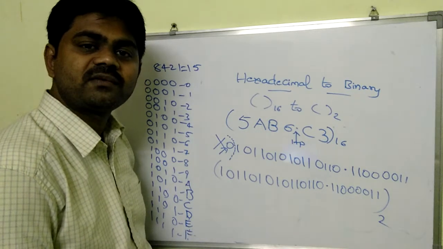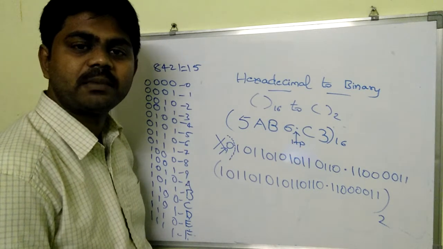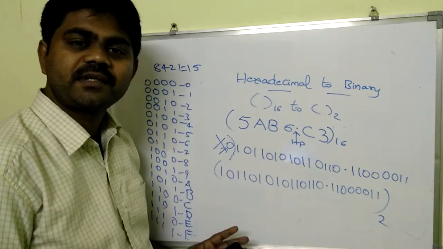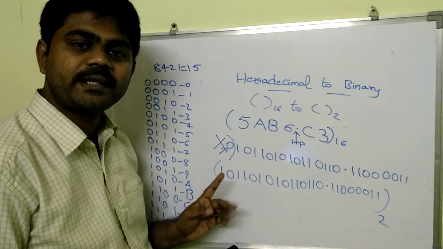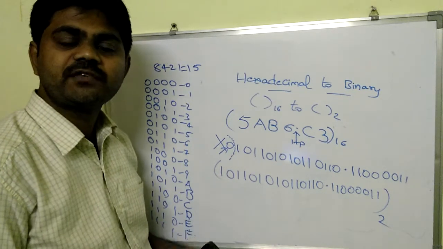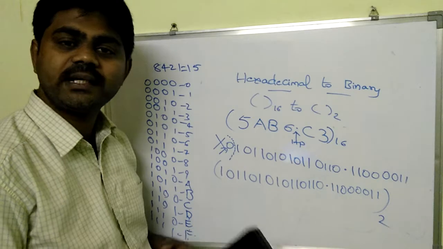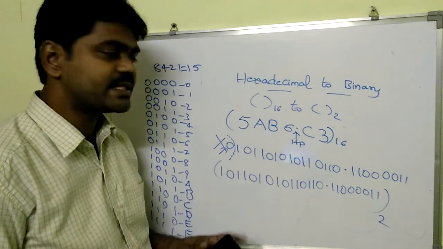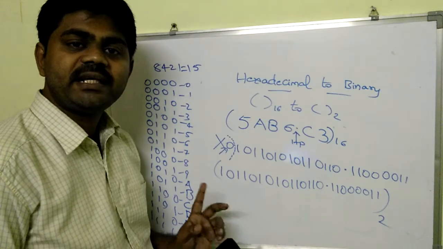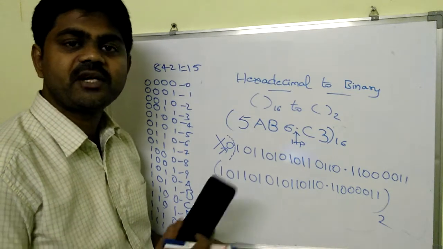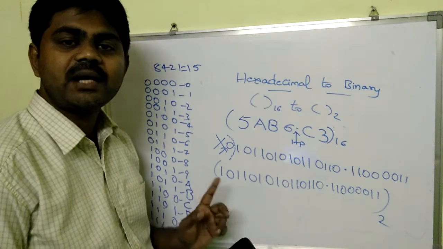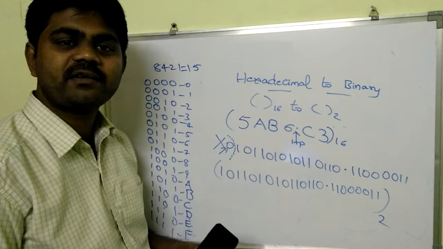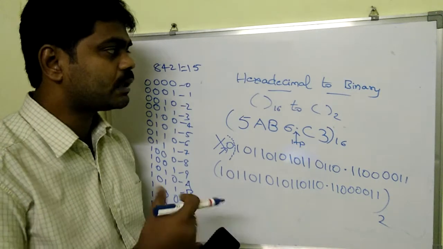In this way we convert from hexadecimal to binary. The point is very clear here: after substituting the binary number for each hexadecimal digit, we need to check whether we have any leading or trailing zeros. Leading zeros are always checked at the MSB, and trailing zeros at the LSB. If you have any leading or trailing zeros, just remove them and note the binary number as it is. So we get the final binary number. In this way we convert from hexadecimal to binary.